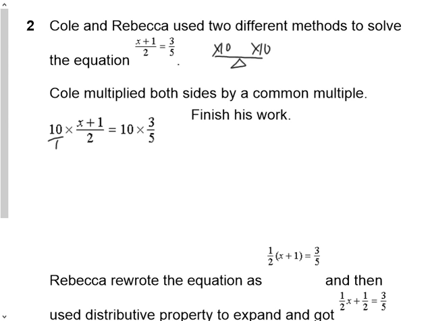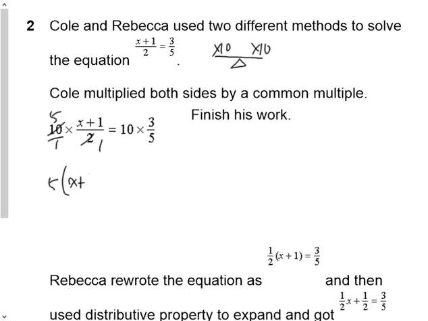So multiplying by 10, because you're multiplying two fractions, you can cross-reduce to make 5 over 1. And when you multiply the numerators, you'll be multiplying 5 over 1 by x plus 1 over 1, or just 5 multiplied by x plus 1.